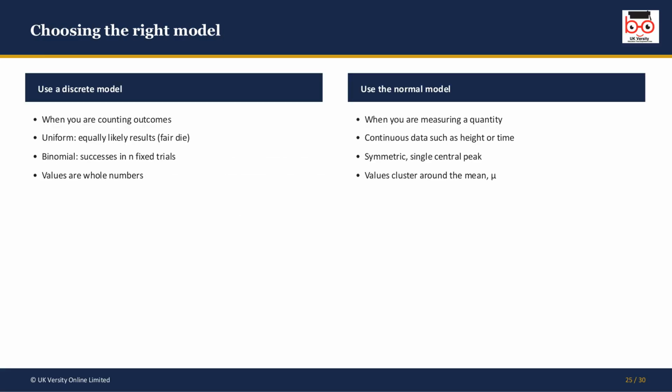Let's put the choice side by side. Reach for a discrete model when you're counting outcomes, uniform when the results are equally likely, like a fair die, or binomial for successes in n fixed trials, and there the values are whole numbers. Reach for the normal model when you're measuring a quantity, continuous data such as height or time, that's symmetric with a single central peak, and clusters around the mean, mu.